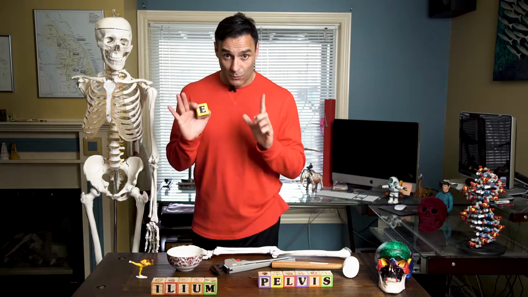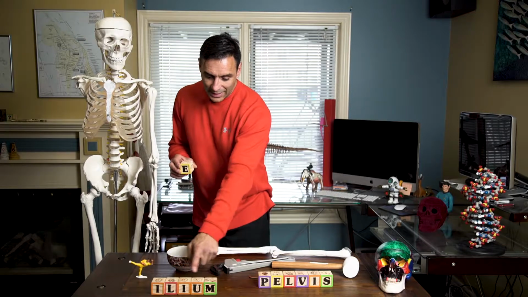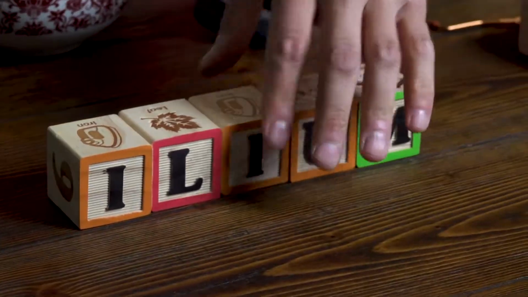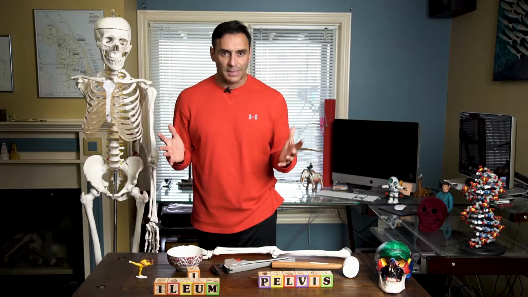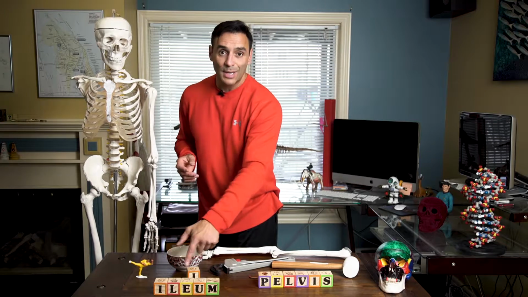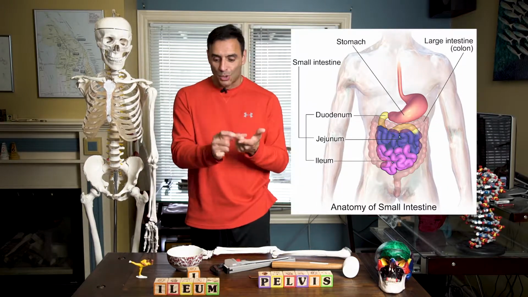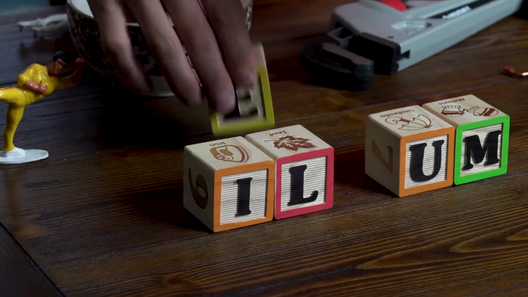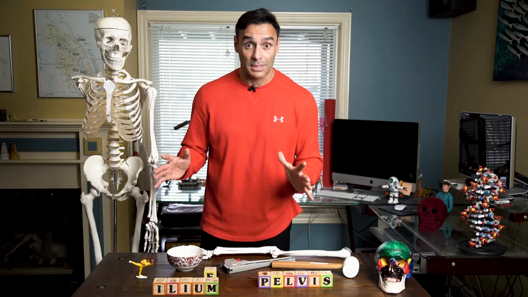Something that is rather easily confused because they sound the same. So the ilium is this portion of the pelvis, and if I take out this I and put an E here, we have ileum, which is exactly the same sound, but this is actually the third portion of the small intestine. The small intestine is made of the duodenum, the jejunum, and the ileum. So don't confuse the ileum intestine with the ilium bone. Totally different. They sound exactly the same.